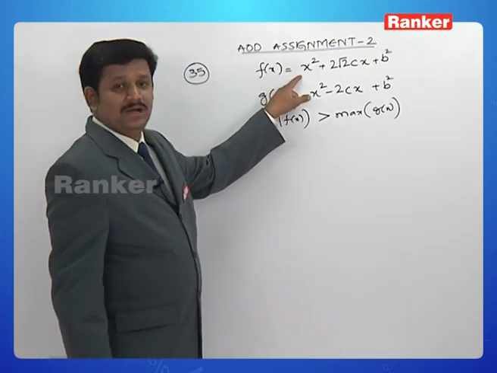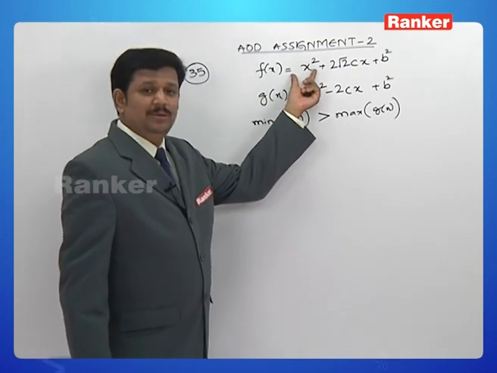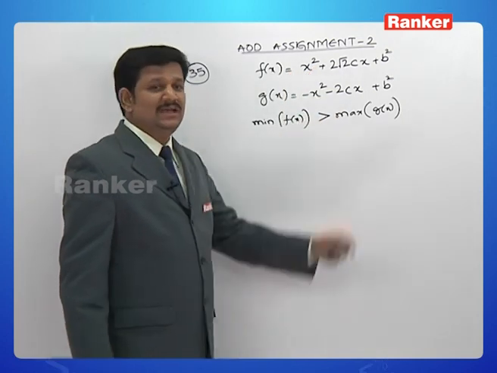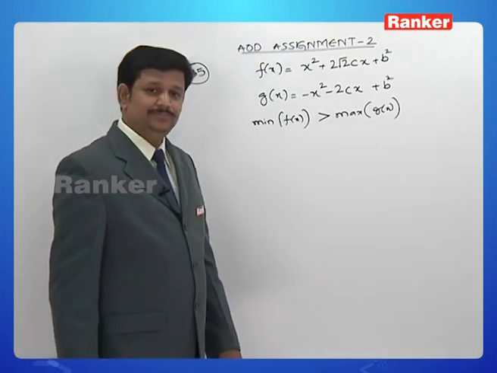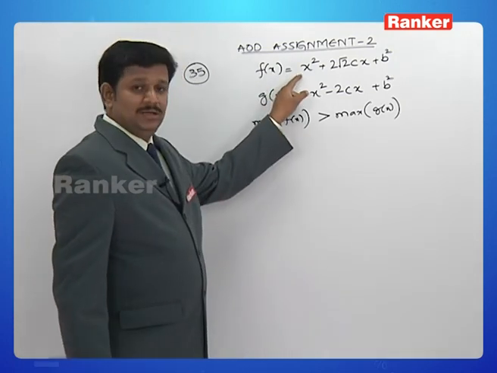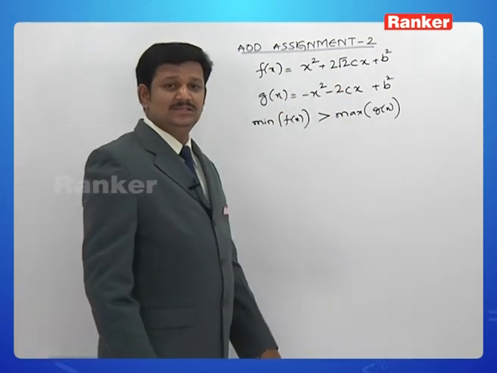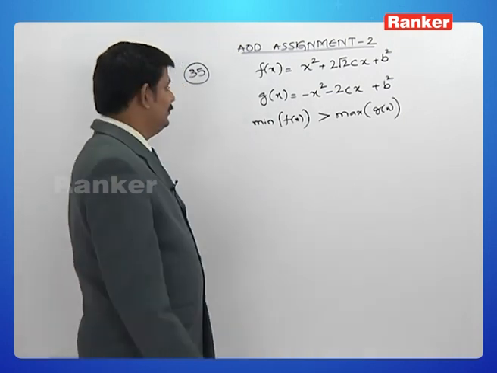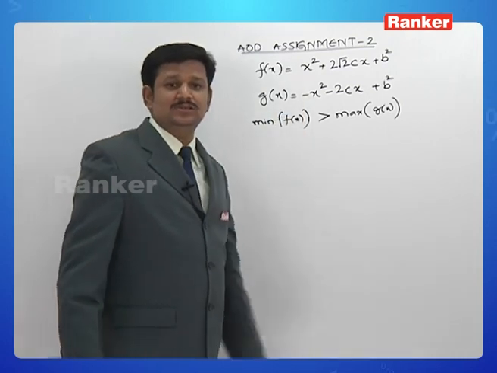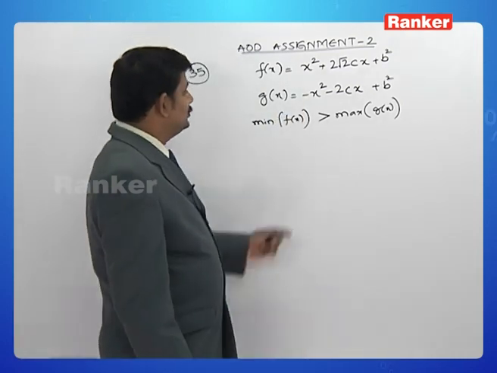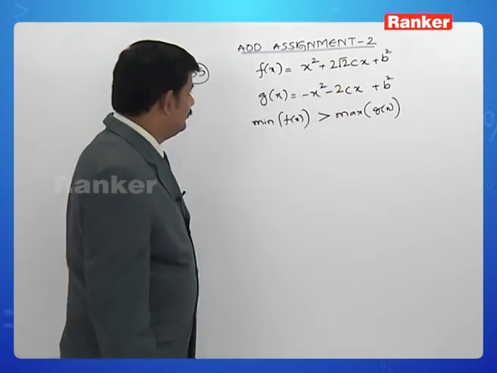f of x is a quadratic with coefficient of x square positive. It will have minimum value when x is equal to minus b by 2a, and that value will come out to be minus d by 4a. A quadratic with coefficient of x square positive will have least value at the vertex, x equal to minus b by 2a, and when the coefficient of x square is negative, it will have greatest value when x is equal to minus b by 2a. So, let us find greatest and least values of these functions.